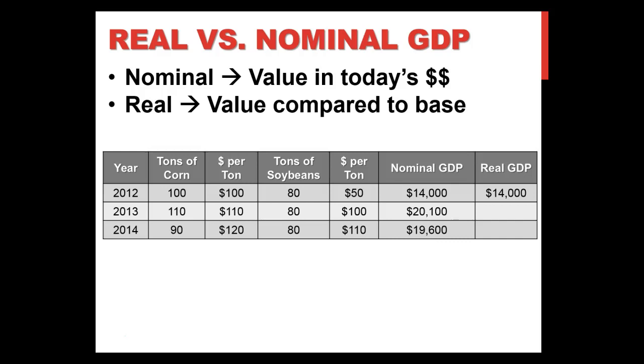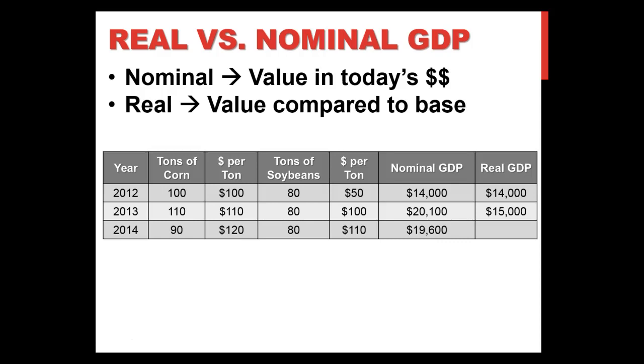So to find the real GDP for 2013, we would take this 110 tons of corn and multiply it by the price in 2012, by the base year price of $100. And add to that the 80 tons of soybeans we produced in this year, 2013, multiplied by the price in 2012, and add those two numbers together. And when we do, we get a number, $15,000.